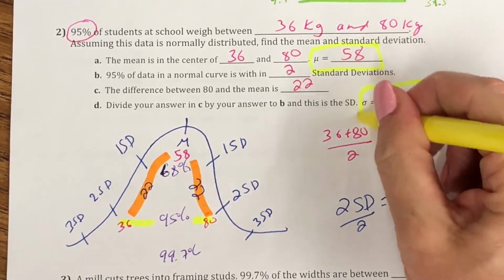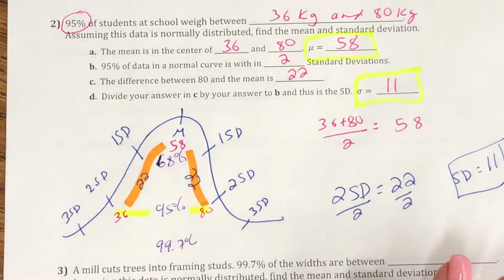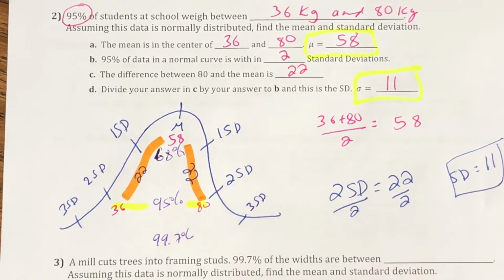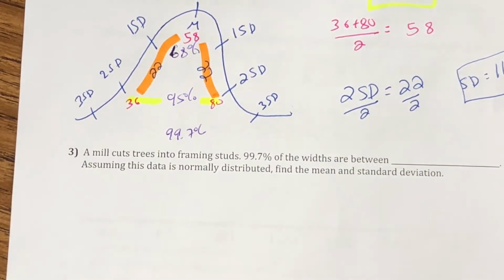The standard deviation is 11. Those would be my 2 answers. Okay, and we kind of outlined it here a little bit more. We're going to do this again now on number 3. On number 3, it tells us that a mill cuts trees into framing studs.